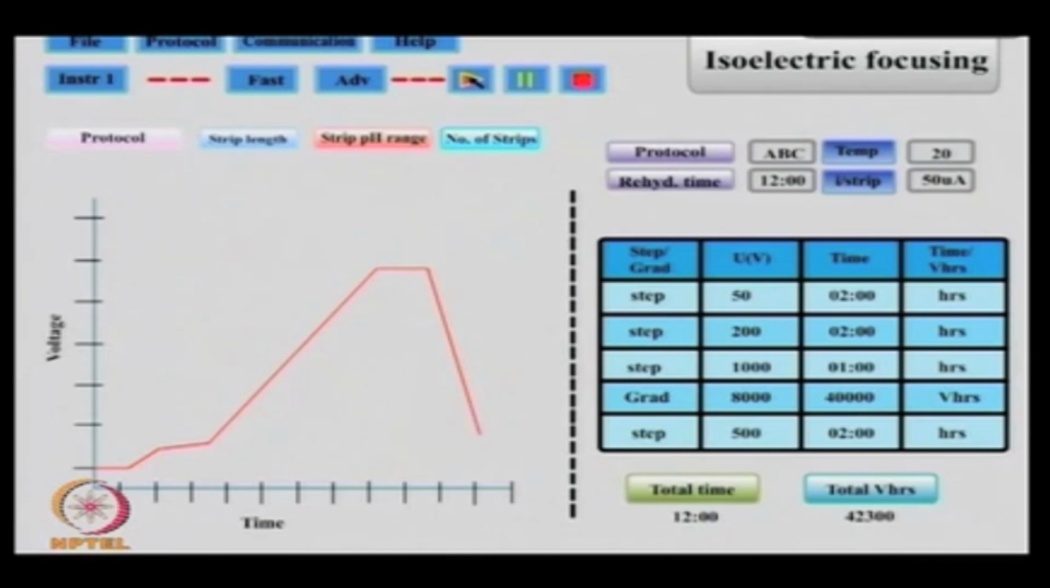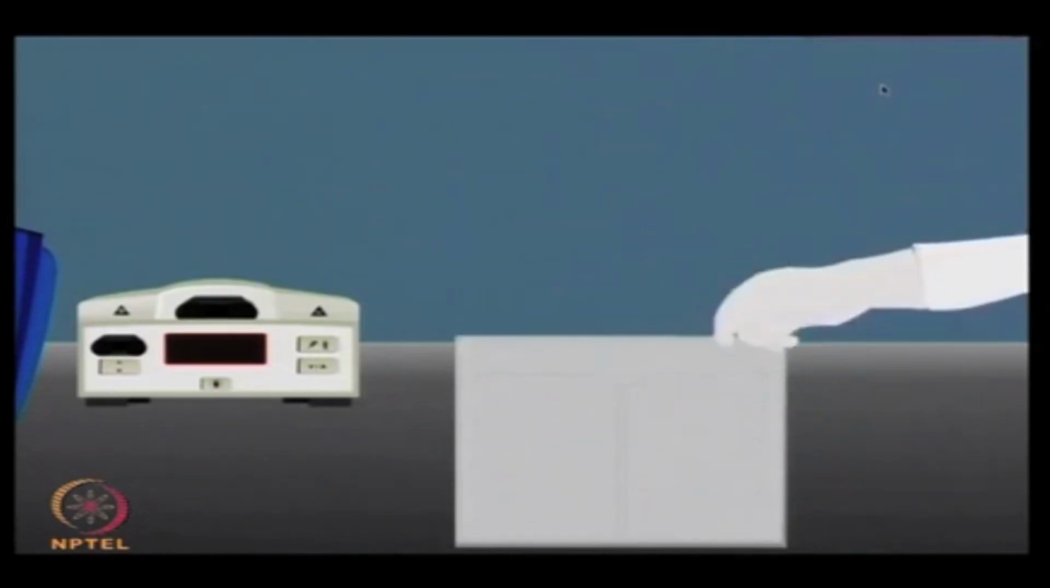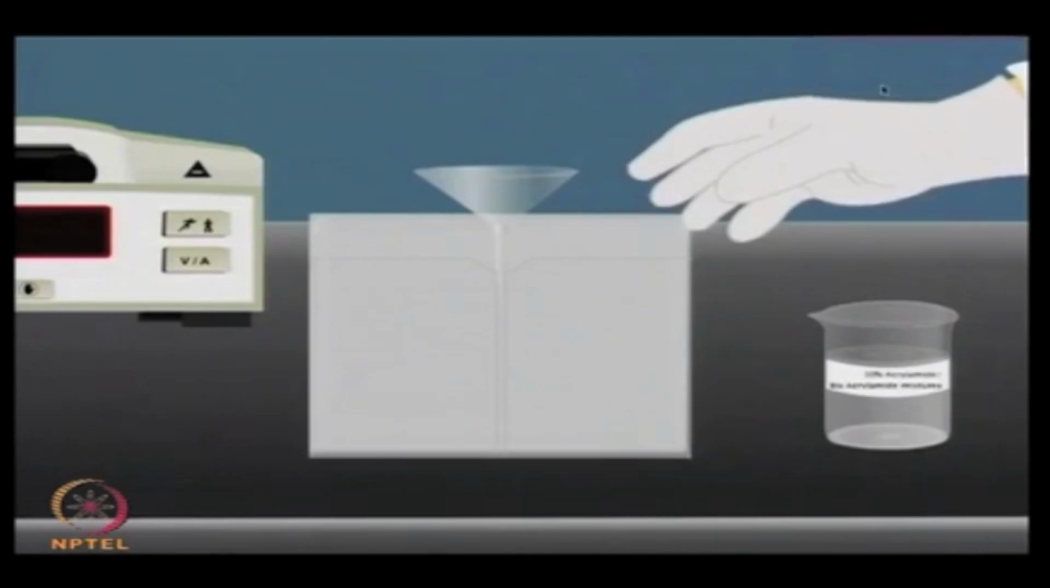During the IEF, proteins will migrate along the strip and come to rest at a point when their net charge becomes 0, which is known as their isoelectric point. After the IEF is done, then we need to separate the proteins in the second dimension on SDS-PAGE. Remember, in between you have to do the equilibration of the strip as well.